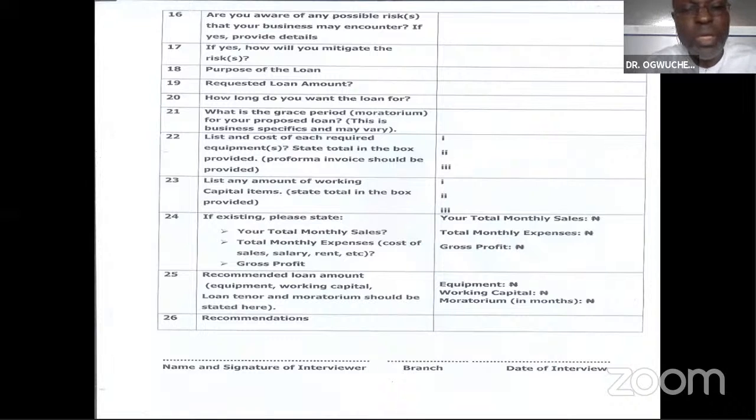Okay, if existing. So these are the sections that you need to complete. From 24 to 25 and 26, that is the bank's own responsibility. The bank will complete that section and then make its recommendation. So it's after this they do this assessment. This recommendation is now made from the branch to the headquarters. And then, of course, your loan will be recommended for approval or not. Okay, so that is about the 3 forms.